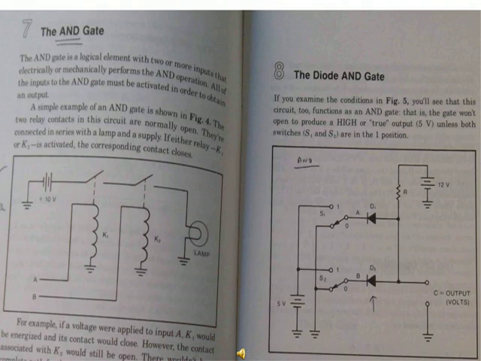And similarly, we also get the diode AND. Instead of using the electrical coil, we utilize the diode. So both diodes must be closed to produce the output electrical signal. So the diode AND is represented in the diagram.